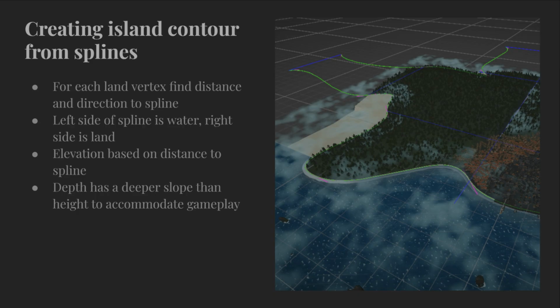Each point in the 3D model that makes up the island gets its height based on the distance and direction to the spline. So if it's on the left side of the spline, it's water, and if it's on the right side, it's land. The distance to the spline determines the height, and depth actually drops off faster than if it's land, and that is to make sure that the player doesn't get stuck when sailing close to islands, so it's purely for gameplay reasons.